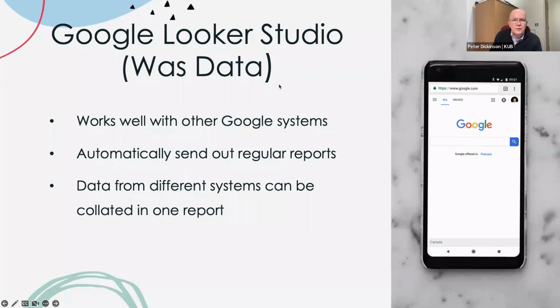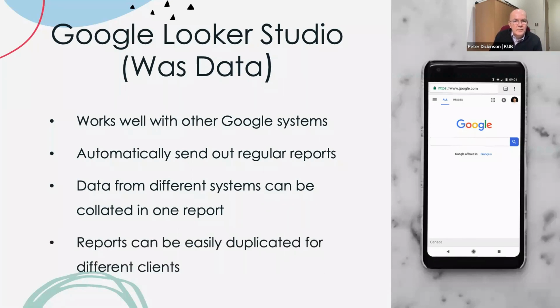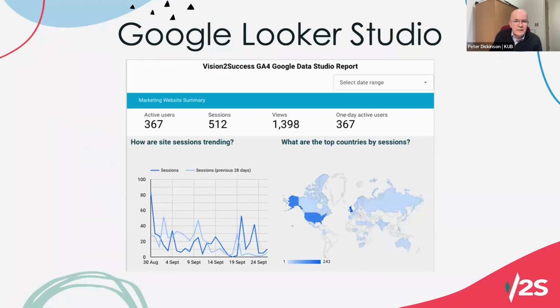Google Data Studio wasn't the easiest. It's a lot easier to use now, and now we just use it for sending all our reports out. And the nice thing is we can bolt in other things as well. And then once we've got a nice report, we can duplicate it. So this is the sort of report that we can kick out automatically, and it took 5 minutes to set up. It gives the number of active users, the sessions, the number of views, and 1 day active users.